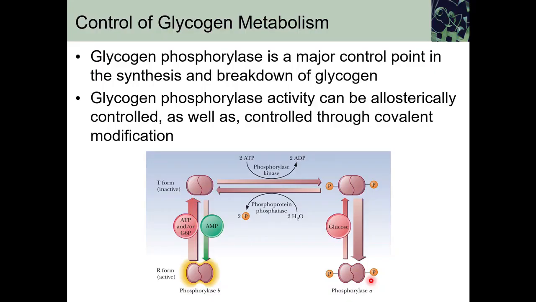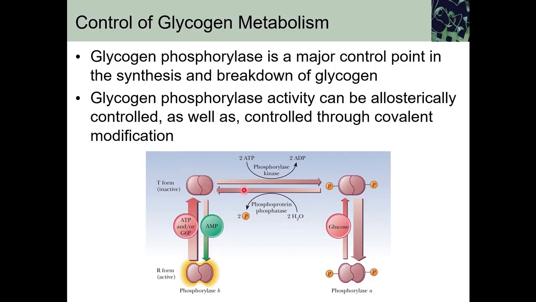Okay, so the phosphorylation of glycogen phosphorylase is one way of controlling its activity. And why do we say that is the case? That's the case because phosphorylase B exists in the R form and the T form, but the T form is the favored form of phosphorylase B, and the T form is inactive, right?